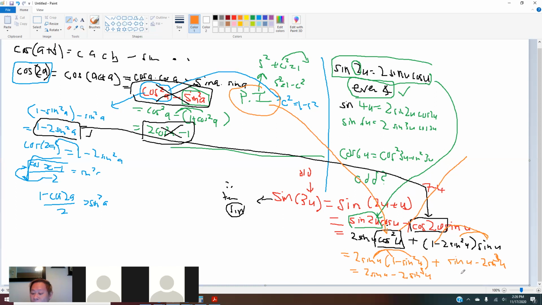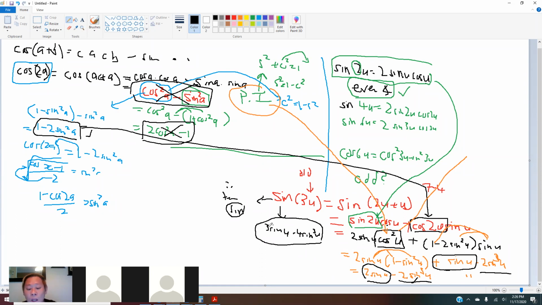And then this is a duplicate, the same thing. Now we can combine like terms. The 2 sine u and the sine u here are like terms, like x, so you get 3 sine u. And then the 2 sine cube u and the negative 2 sine cube u, they're all like terms, so this is negative 4 sine cube u. So this is the formula for odd angles for sine: 3 sine u minus 4 sine cube u.